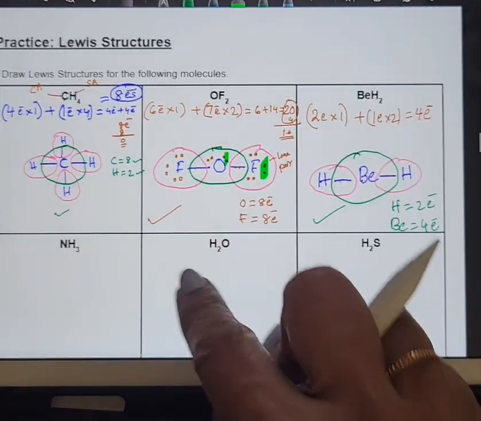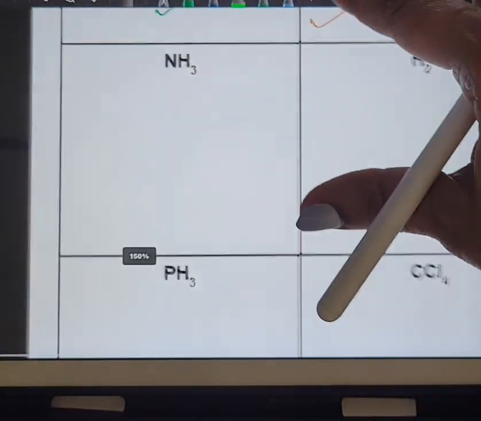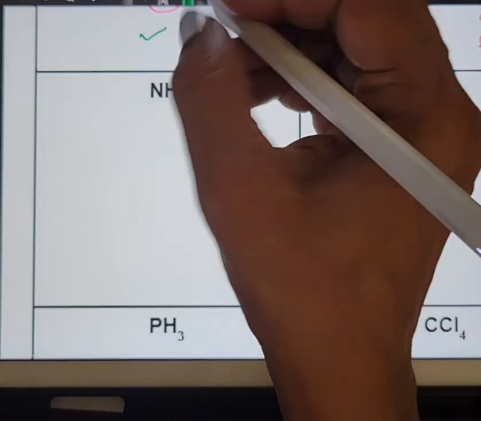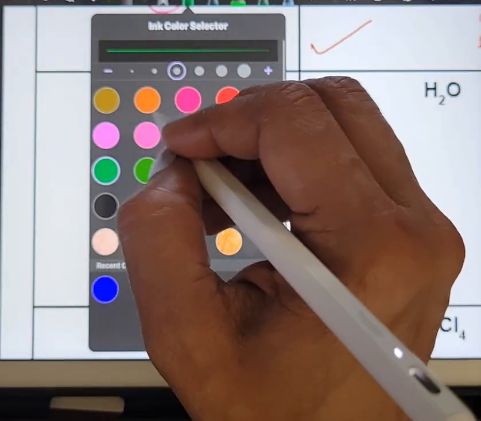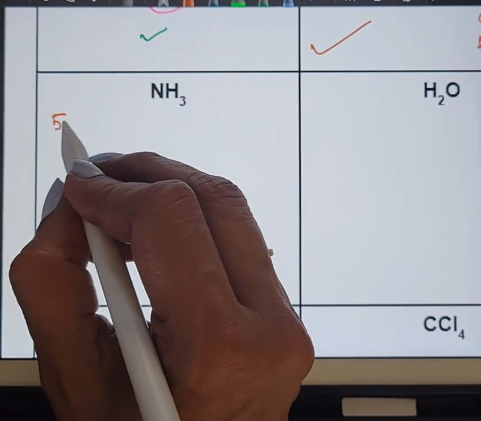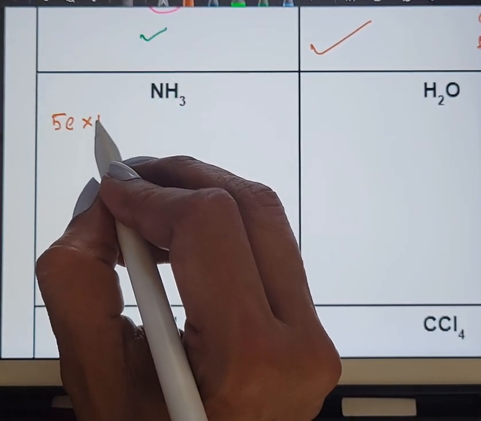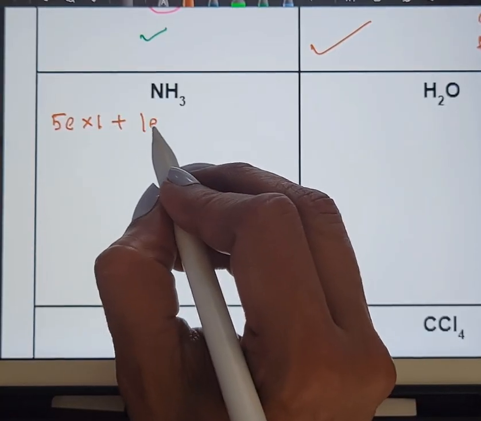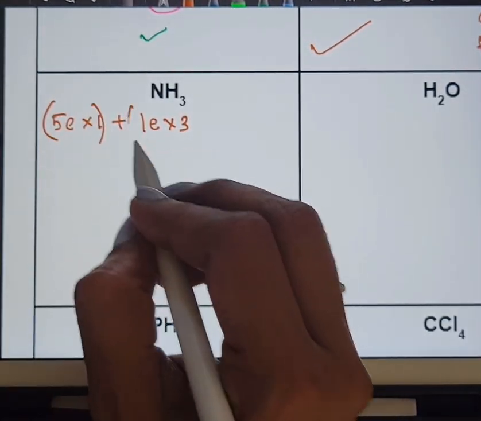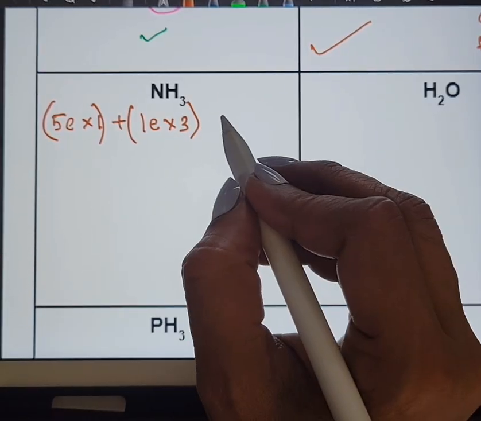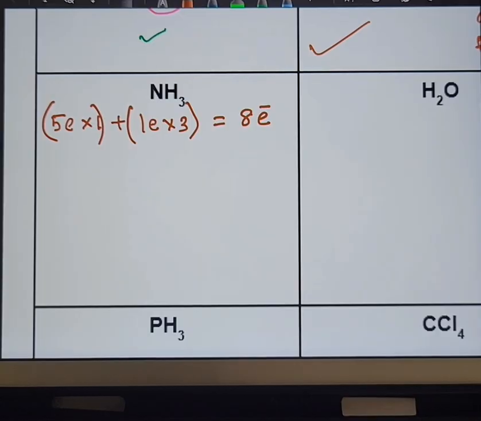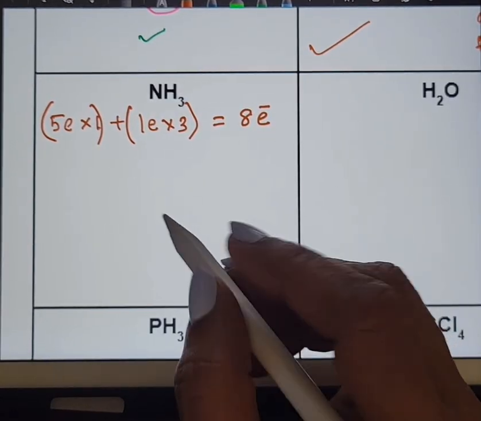Okay. Let's do the next one, which is NH3. Calculate the valence electrons first. Nitrogen has 5 electrons, there is only 1 nitrogen, plus hydrogen has 1 electron, there are 3 hydrogens. So it is 5 plus 3. How many electrons? 8 electrons. E minus means electron, okay.